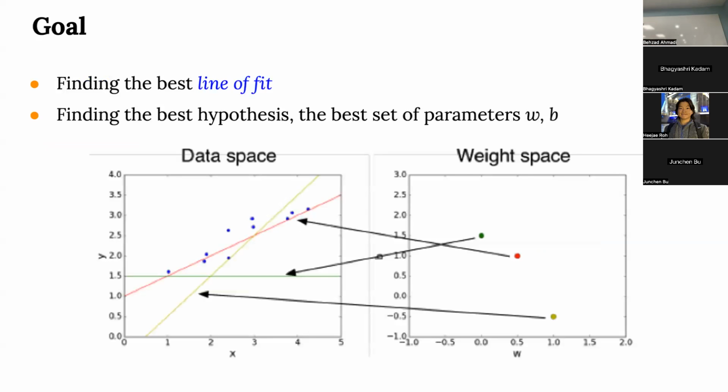All right, I think we talked about this before, but look at this data space. We have a bunch of lines: a green line, which is flat, right? So in the green line, W is 0. We have a red line, and let's call this a yellow line. And what you have on the other side is just a W and B. Well, let's start simple. What's the problem with the green line?